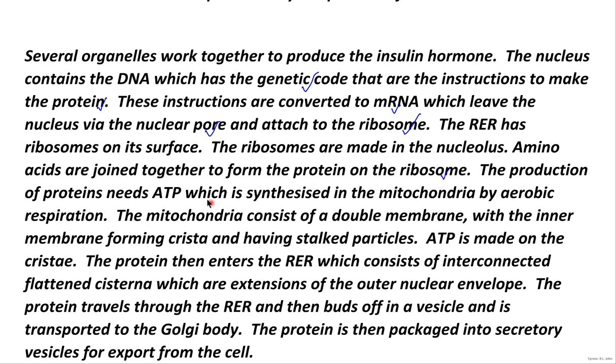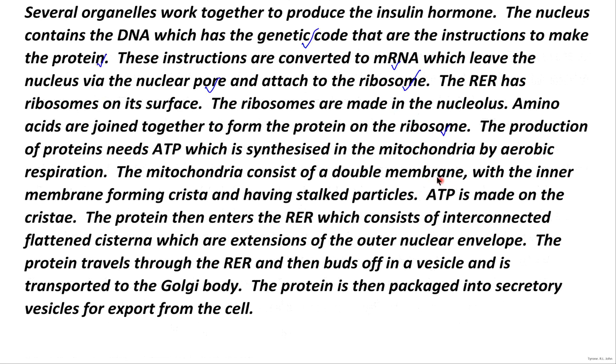Production of protein needs ATP, so that brings in the mitochondria and aerobic respiration. Small piece of mitochondria structure. Okay, and then the rough ER is the structure of it, interconnected flattened cisternae, extensions of the outer nuclear envelope. And then I talk about the protein travelling through the ER, and I do mention that it buds off and transported to the Golgi. I think that's fine to add in, even though it's not in the image. But you do need to say that the protein is packaged into secretory vesicles for export from the cell.